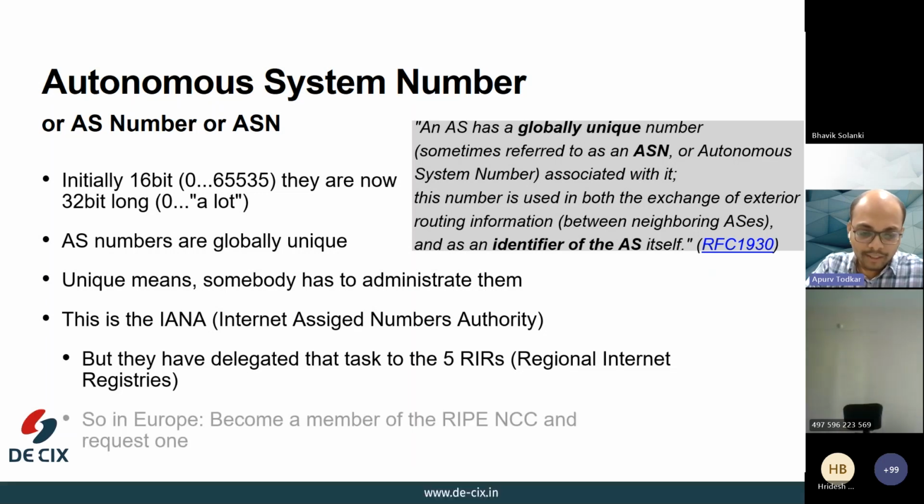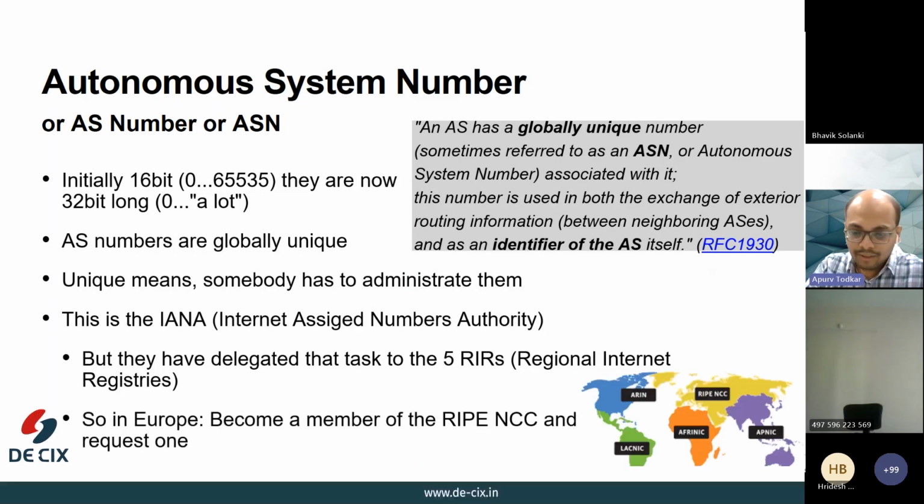In this small diagram, I will just show you what are the regional registries that we have. RIPE NCC is for Europe. Then we have APNIC for Asia and Australia. Then we have AFRINIC for Africa. Then we have ARIN for North America. Then we have LACNIC for South America. Depending upon your location, you would contact the appropriate regional internet registry to get your ASN.